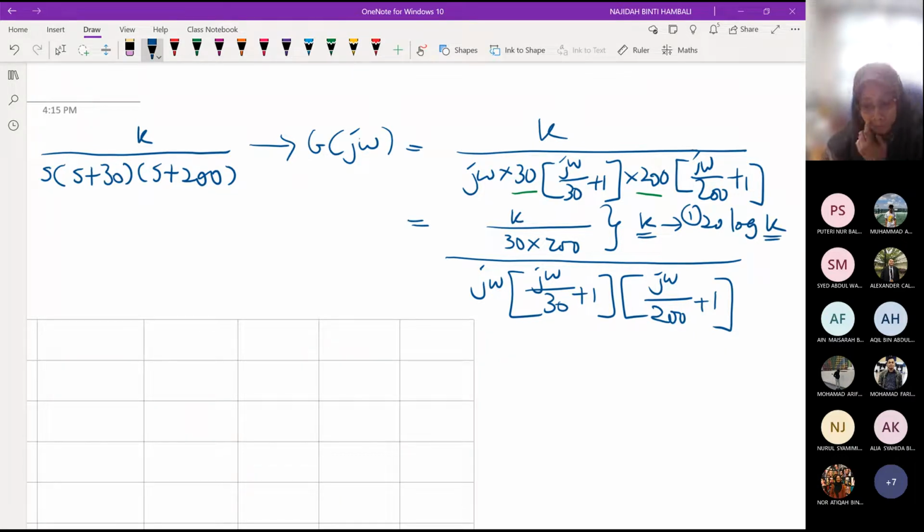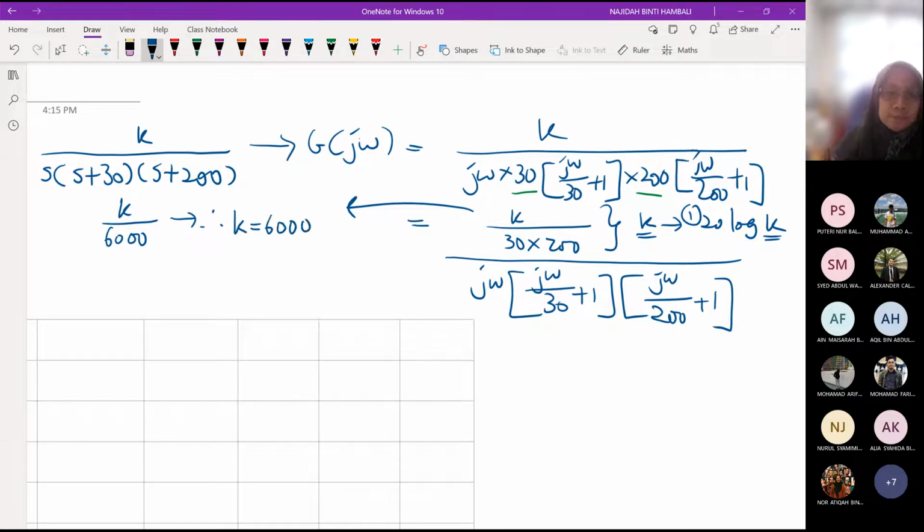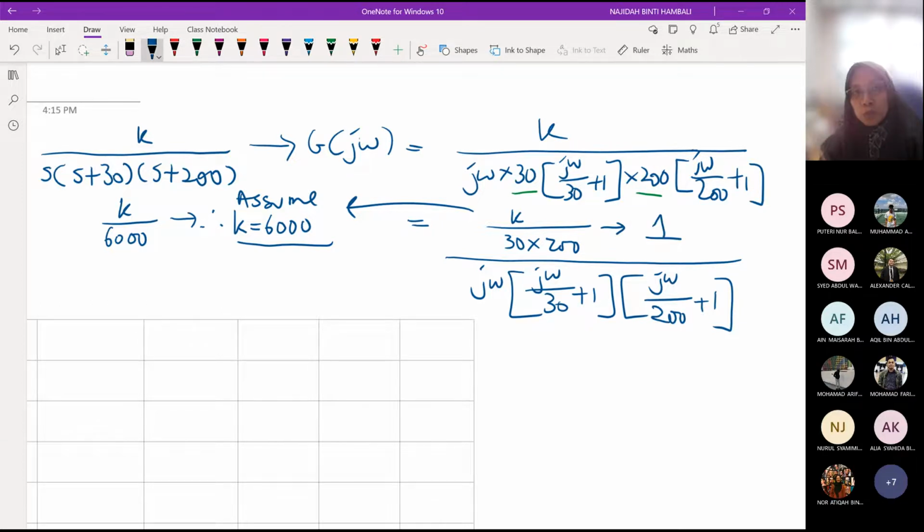If the value of unknown gain K is not given, my advice is, in this case, it is K divided by 6,000. Right? Is it 600? 6,000, right? Okay, in this case, my suggestion is you use K equal to 6,000. Therefore, we assume that K is equal to 6,000. Therefore, when you plug in at the constant K, you have your constant equal to 1.